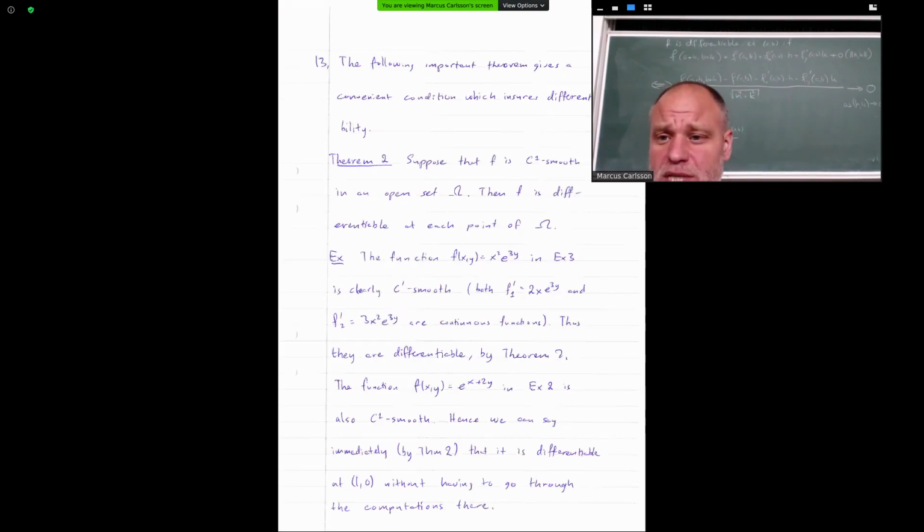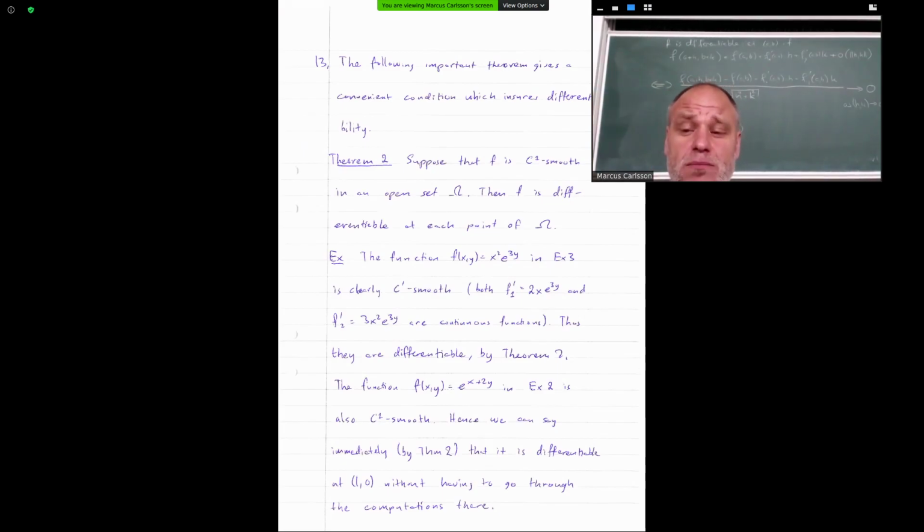Here's the second main theorem of today, which says that you don't need to check this. All functions are differentiable at any point, given that they are C1 smooth, which I introduced in the beginning of the lecture. So what does this mean? It means that the partial derivatives exist and are continuous. If you have that, you get differentiability for free.